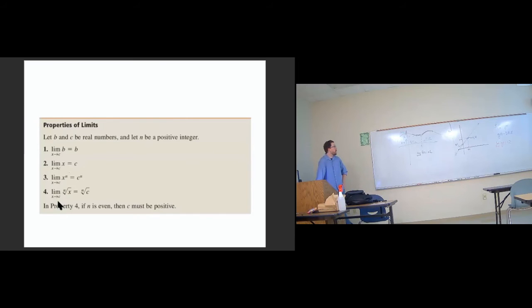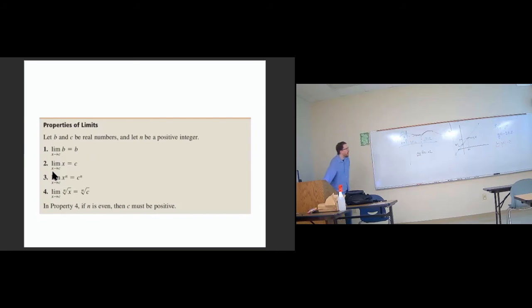Now, just some important properties to know. The limit of a constant is just going to be that constant. And that makes sense because it doesn't matter what x value you have. If y is equal to a constant, say y is equal to 1, well, that doesn't change no matter what your x value is. It's still 1, right?